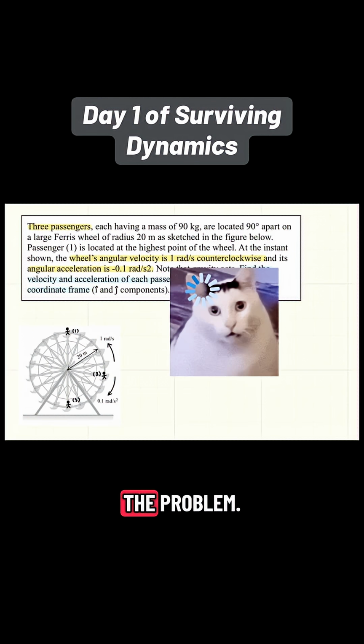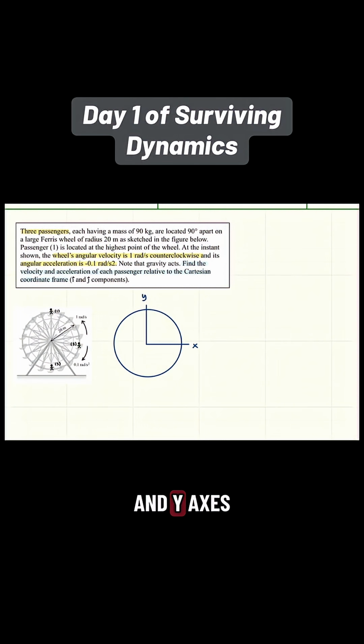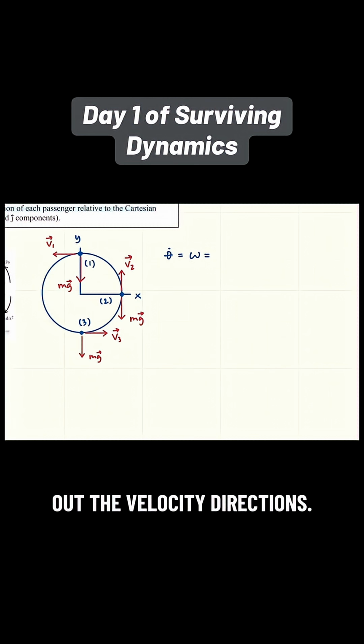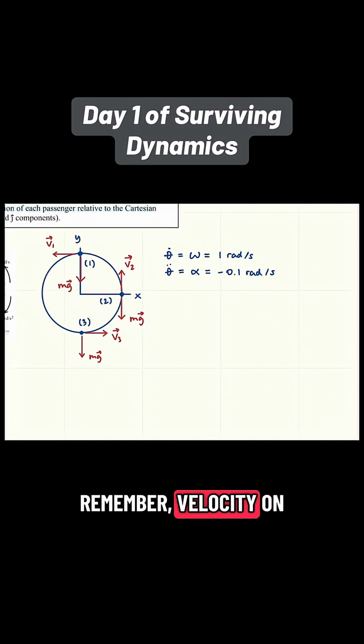First, let's picture the problem. Draw the wheel, put the x and y axes at the center, and place the passengers around the circle. Passenger 1 is at the top, passenger 2 is on the left, and passenger 3 is at the bottom. Now let's figure out the velocity directions. Remember, velocity on a rotating wheel is always tangent to the circle.